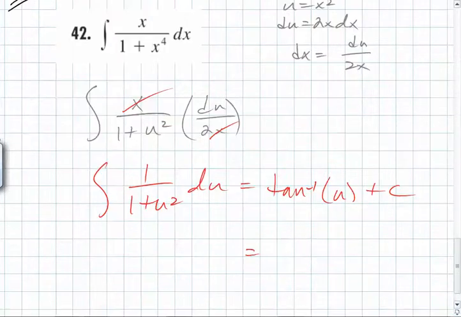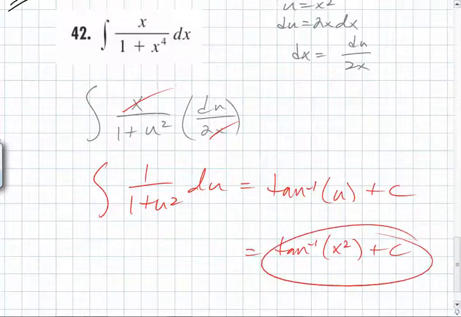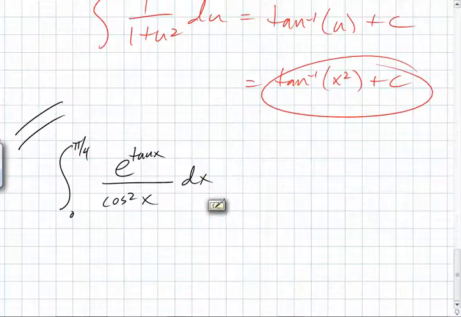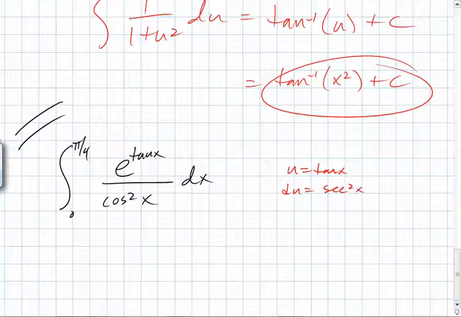So what does this equal? Tan inverse of x squared plus c. You figured it out. Good. That was great. Good job. That was very, very good. What u substitution did you make? u equals tangent x. Good. So du is equal to secant squared dx. What does dx equal? du over secant squared x.